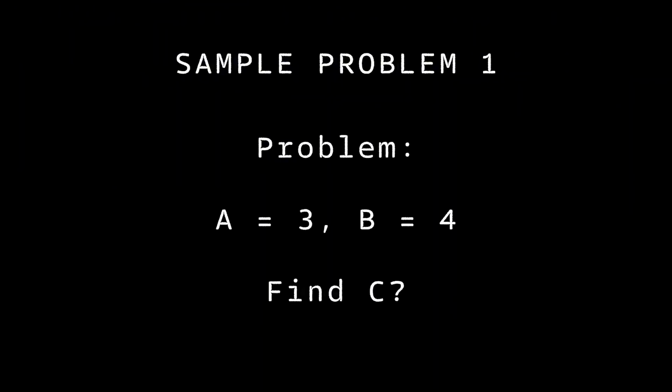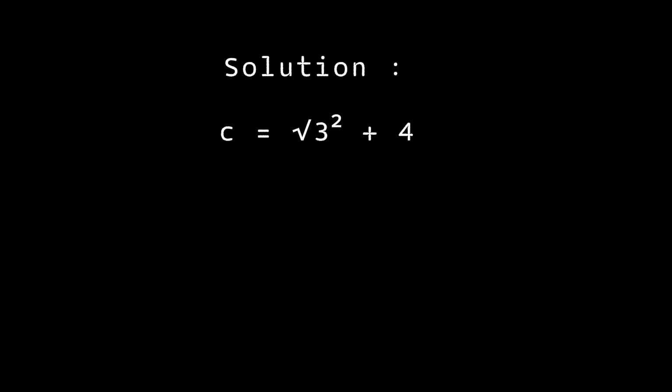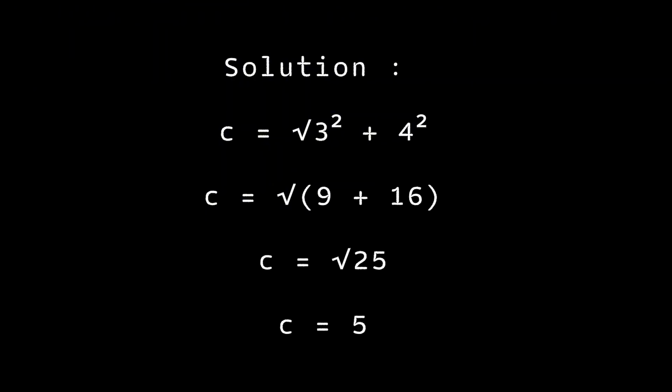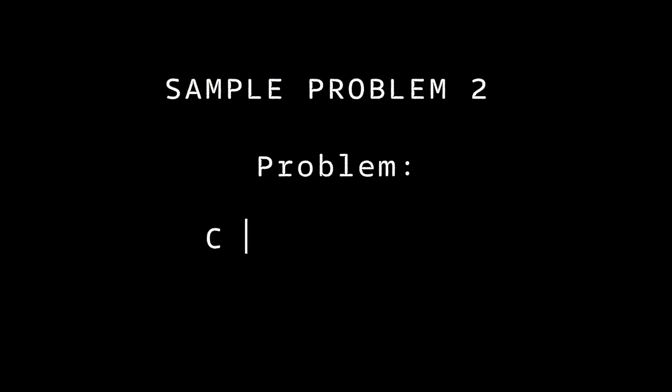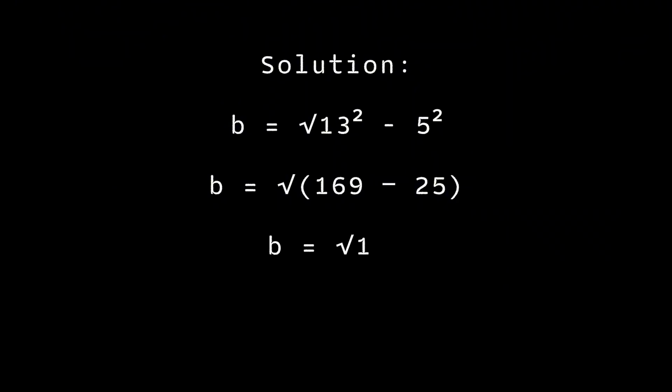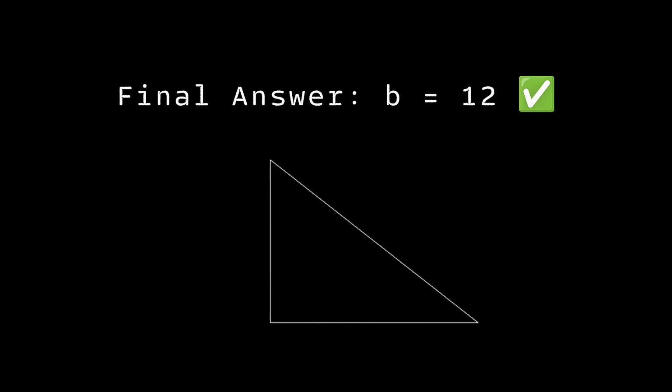Let's look at a sample problem. If side a is 3 and side b is 4, we need to find c, the hypotenuse, by applying the formula. The answer is 5. This allows the player to move forward. Here's another example. If the hypotenuse c is 13 and side a is 5, we solve for the other side. The correct answer is 12, which again helps the player continue the journey.